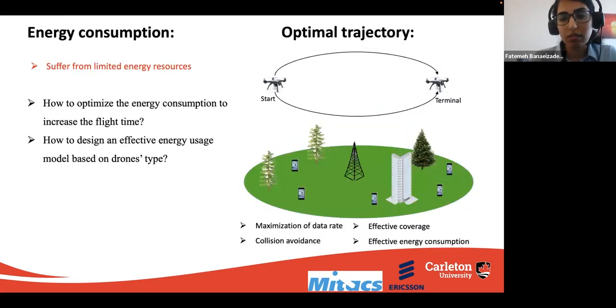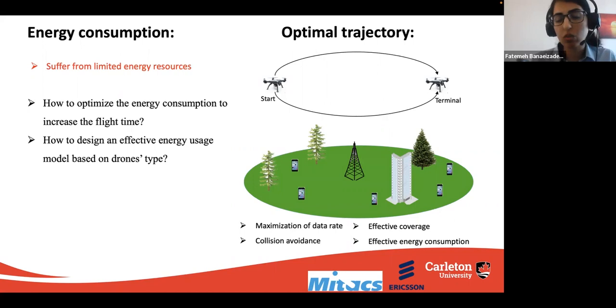And the third challenge will be the optimal trajectory. When a UAV, after taking off from the ground, reaches an altitude, that will be the first location of the UAV. In order to accomplish its task, it has to reach the terminal location. Between the initial location and the terminal location, there are many trajectories, but not all of them are good trajectories that we can use.